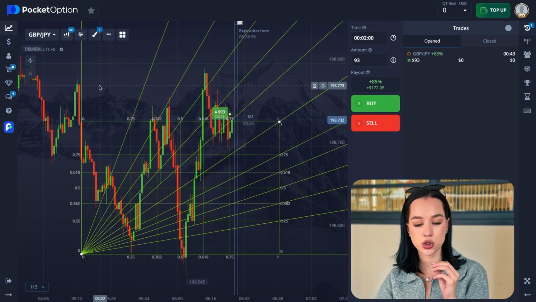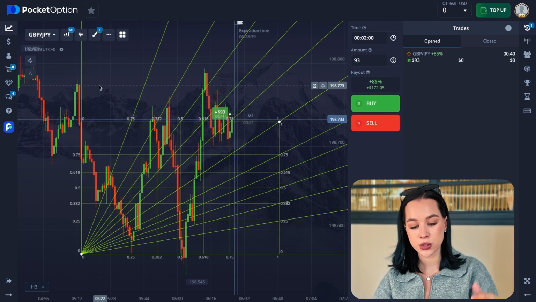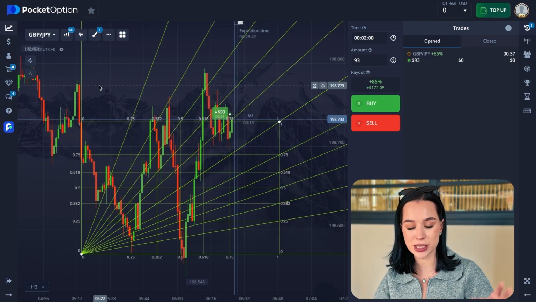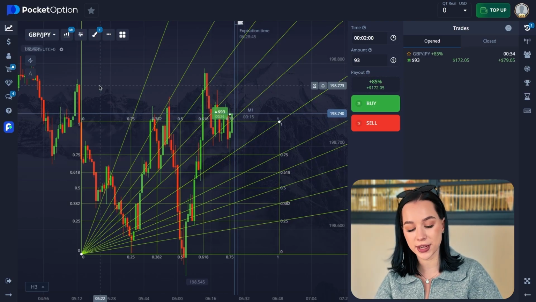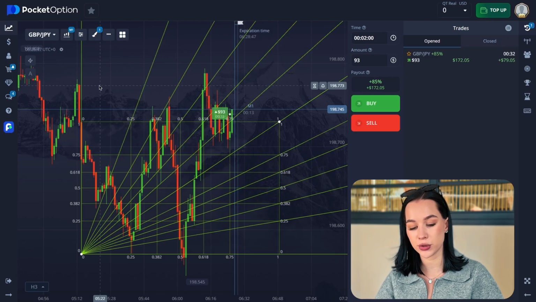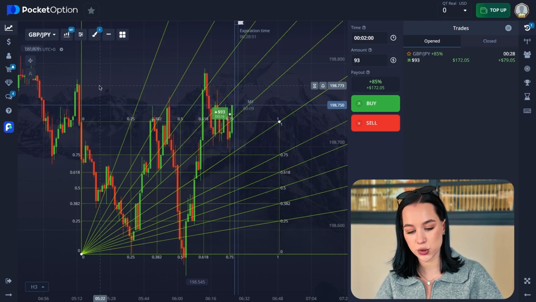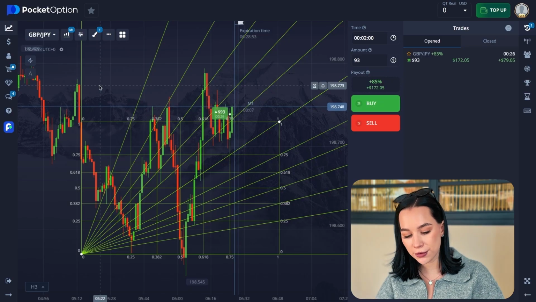The next one is choosing expiration time. Since fan lines are dynamic, you need to use short expiration, for example, 2 to 5 candles. So for example, if you trade on M1, you trade with an expiration time of 2 to 4 minutes, as we do here. If you trade on M5, it could be 10 to 20 minutes, for example.